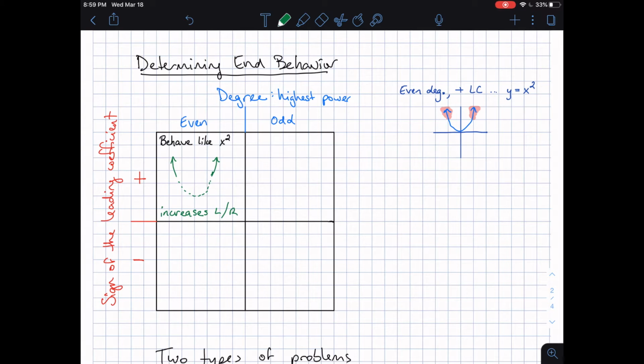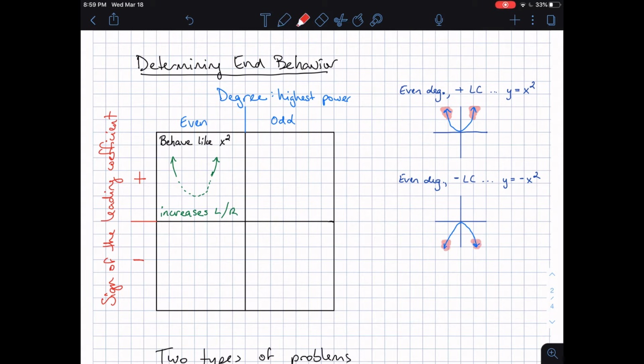Let's look at kind of the negative case of that. So if I look at a function with an even degree and a negative leading coefficient, well, I can still stick with my x squared example, but now I'll call it negative x squared. And one of the things we learned is whenever I see this negative, it takes my graph and it flips it over the x-axis, right? It reflects it over the x-axis. So my graph kind of looks like this.